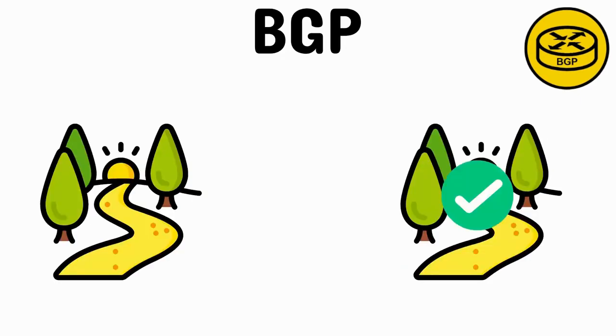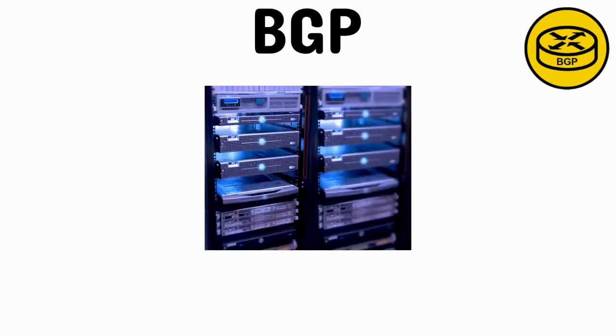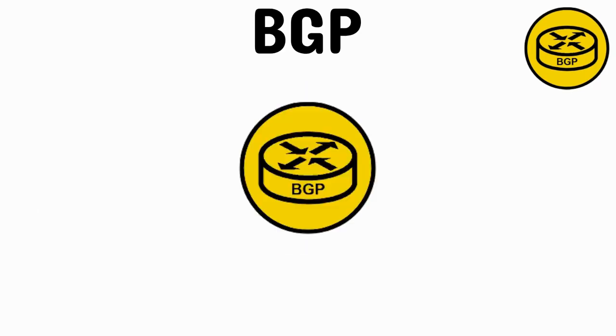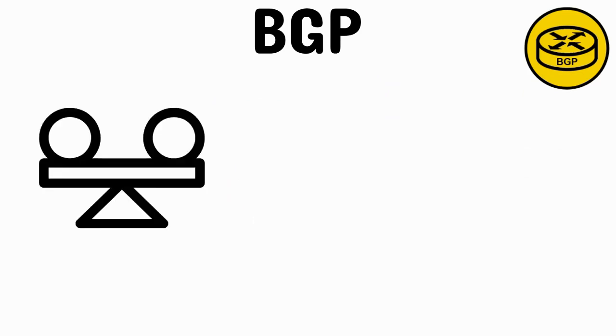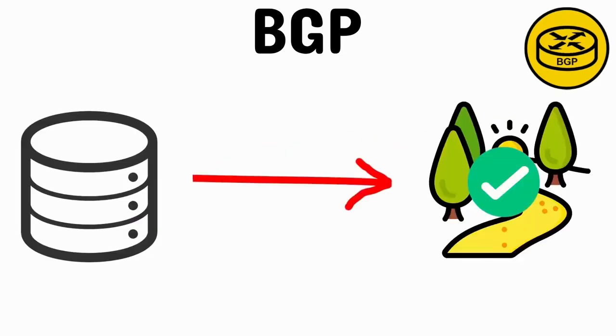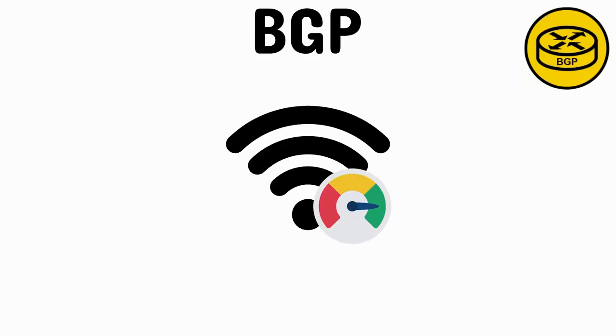BGP is the protocol that manages how data is routed between different networks on the internet. It's responsible for determining the most efficient path for data to travel between large-scale networks, called autonomous systems, ASs. BGP is essential for maintaining the stability of the internet by preventing routing loops and ensuring that data can be sent across the most optimal route based on factors like network performance and availability.